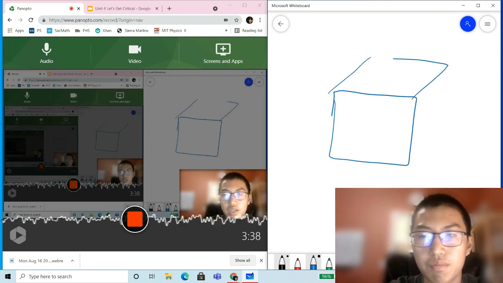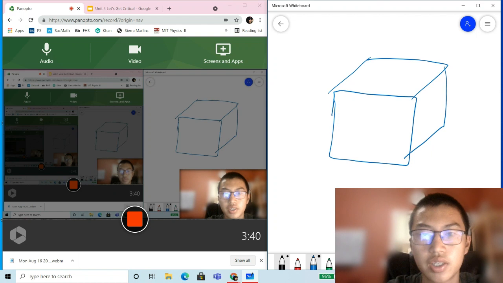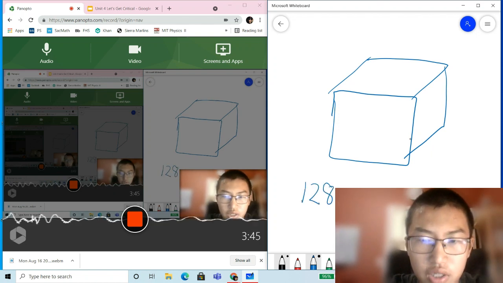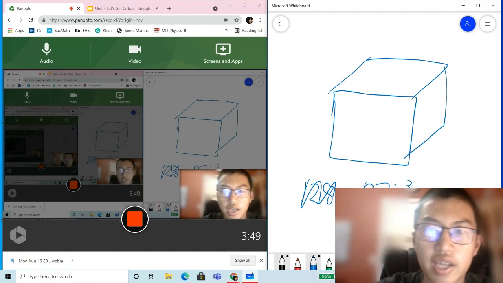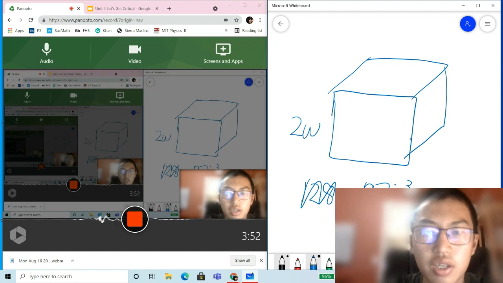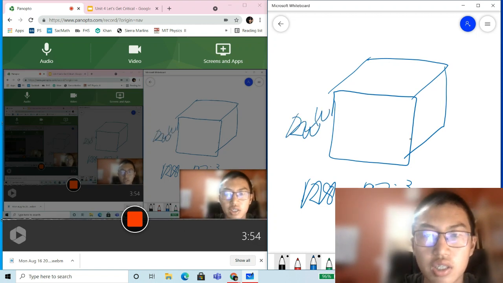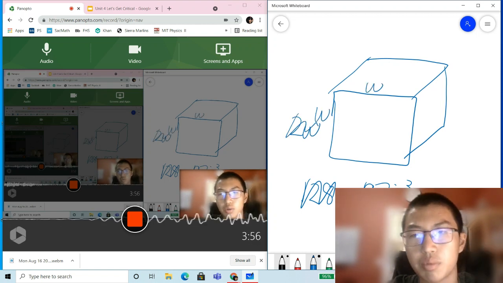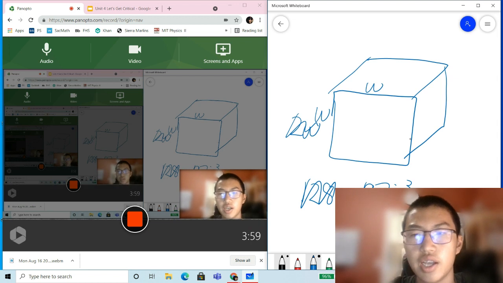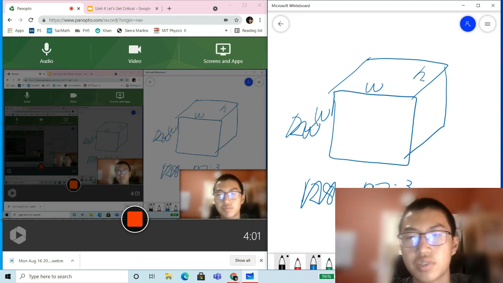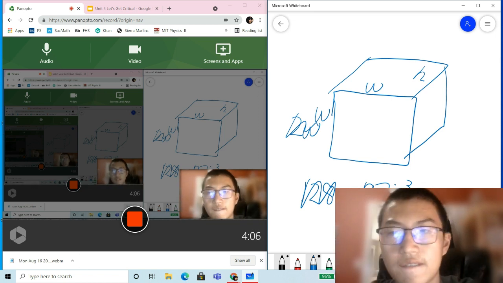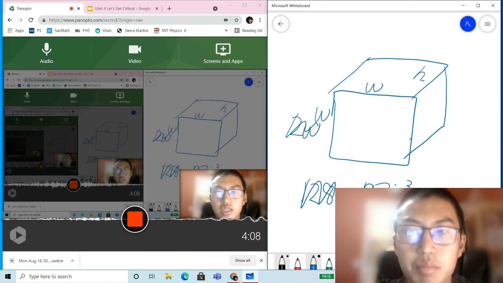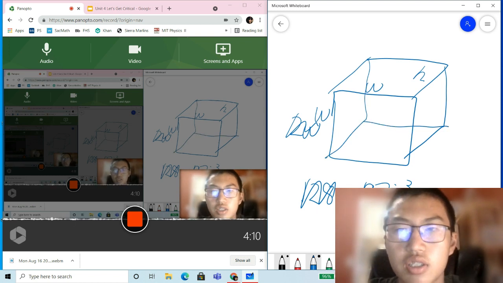I have a box, and I want it to be, no, not 128, I like the number 192 cubic inches. And I want a square base with width W. If it wasn't a square base, the problem would be much harder. Then I have height, and it's going to be a closed box.